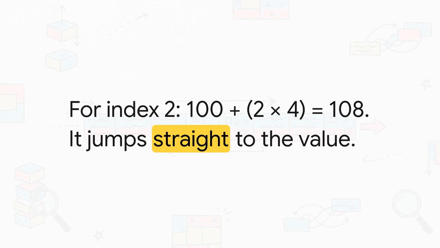100 plus 2 times 4. That equals 108. It completely bypasses searching and jumps straight to memory address 108, where it instantly finds the number 8. Literally no searching required. This right here is why arrays are so incredibly fast.